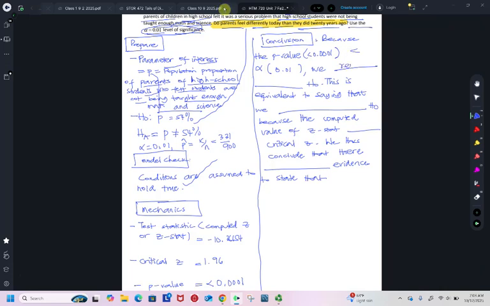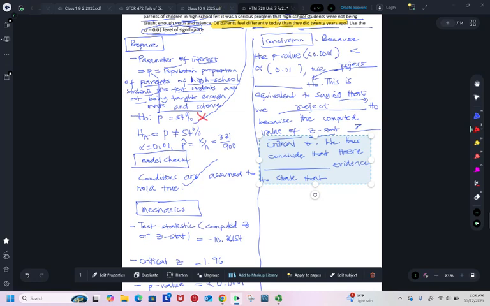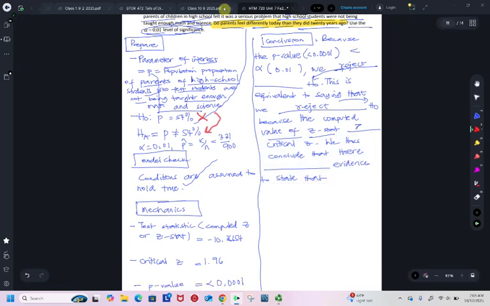And whenever that is the case, we reject the null hypothesis. Take note that rejecting the null hypothesis is equivalent to saying that we reject the null hypothesis because the computed value of the z-stat is greater than the critical value. So if we are rejecting the null hypothesis, we are concluding in favor of the alternative because we have sufficient evidence from the sample data to indicate so.